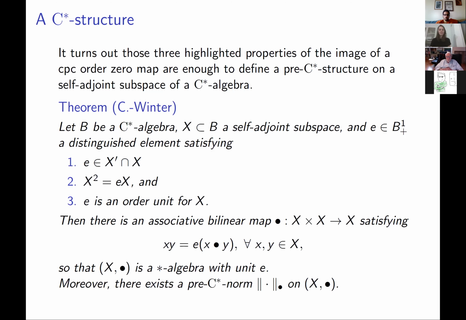So moreover, there actually exists a pre-C-star norm, X bullet, on this new star algebra. And so that means that with respect to this new associative bilinear map, this new multiplication that I've defined, this norm satisfies the C-star identity. And so when I close it off with respect to this norm, I get a C-star algebra.